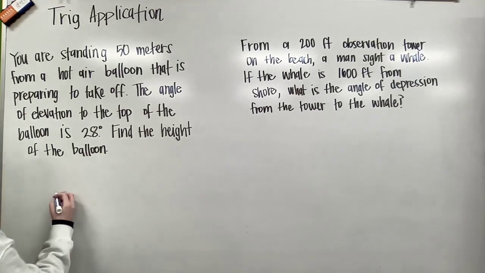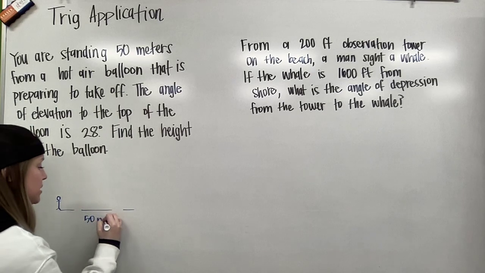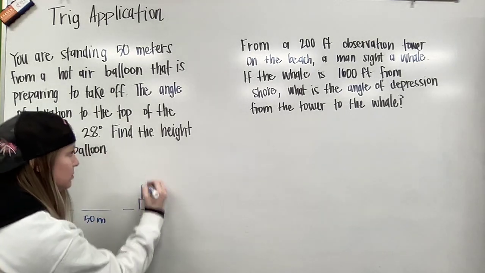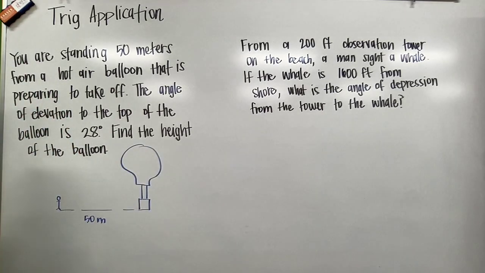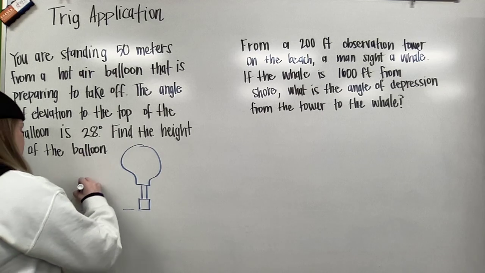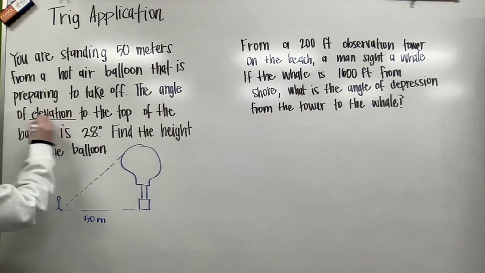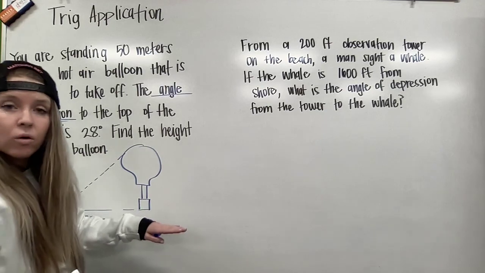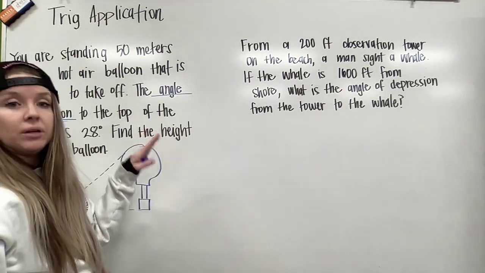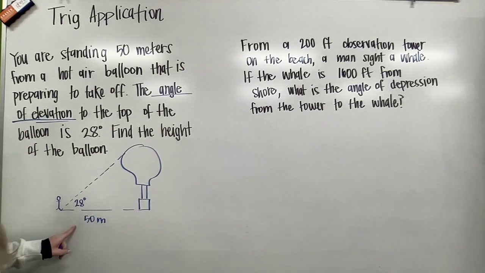So real cheesy as it is, I'm standing 50 meters from a hot air balloon that is preparing to take off. Okay? I am looking, or we're creating that angle of elevation. So that is my key word here, angle of elevation. Angle of elevation, we're going to start horizontal and we're going to look up. It creates this angle, which here is 28 degrees, and I want to know the height of this balloon.